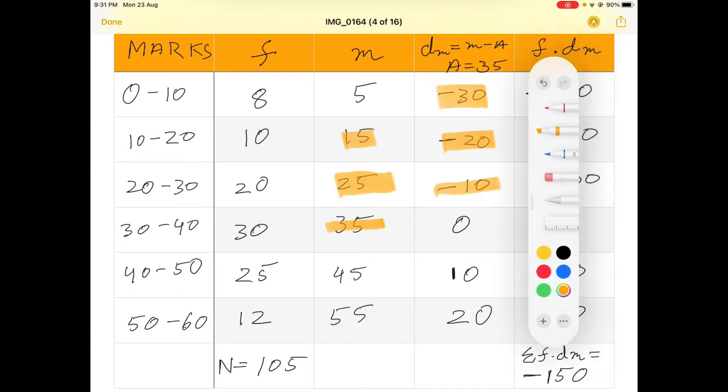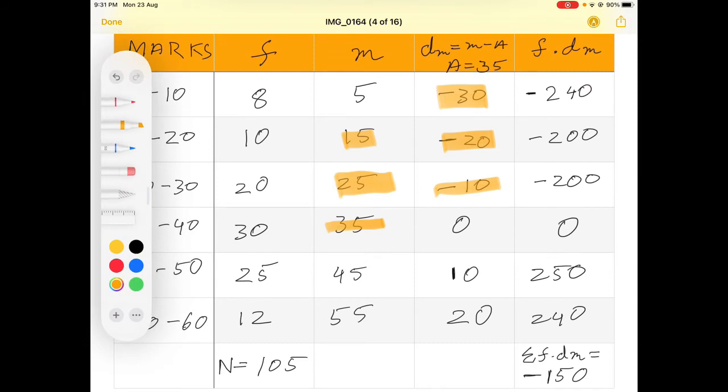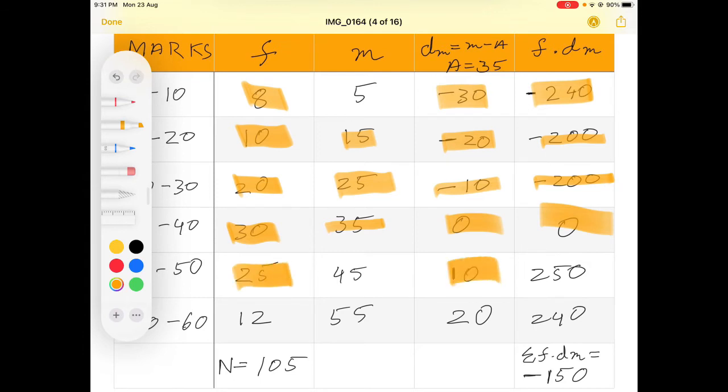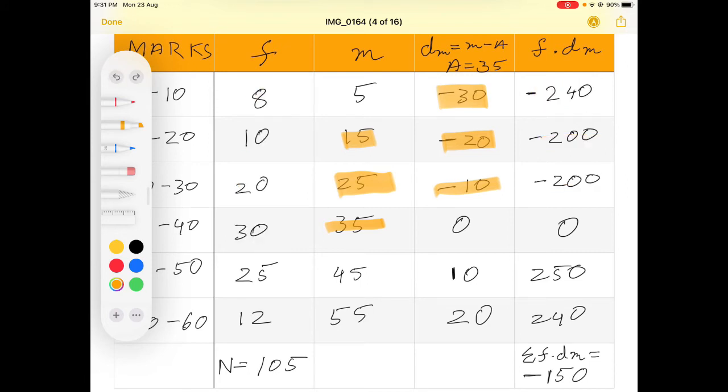And then I multiply these deviations with the frequency. So minus 30 into 8 gives me minus 240. 10 into minus 20 gives me minus 200. 20 into minus 10 again gives minus 200. 30 into 0 gives me 0. 25 into 10 is 250. 12 into 10 is 120. Now once I have calculated all of these, I just need to find the sigma, or the summation, of all the frequency into the deviation values, and doing that I get sigma f into dm equal to minus 150.